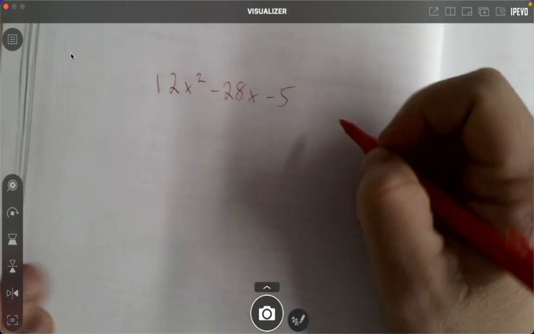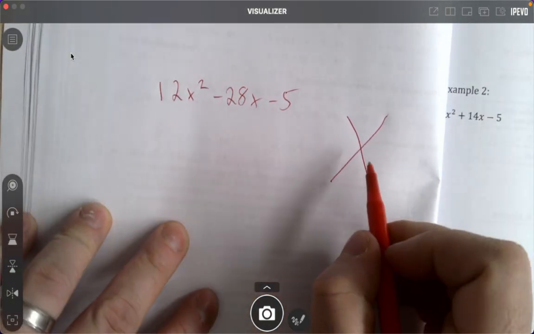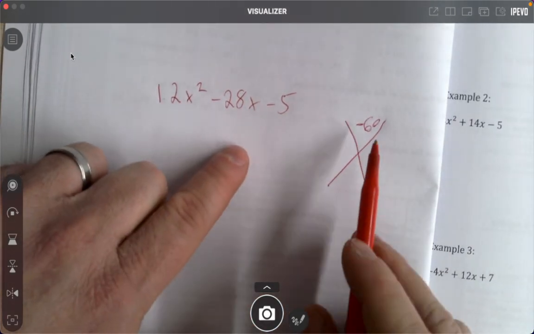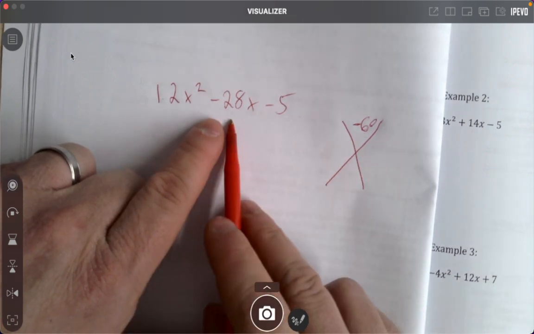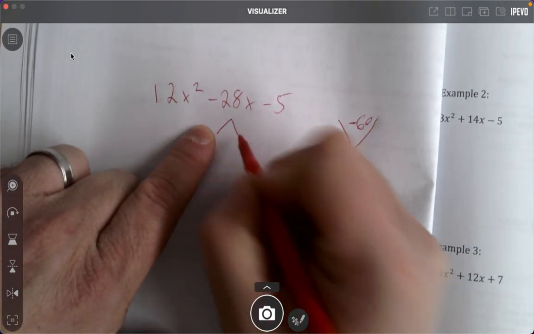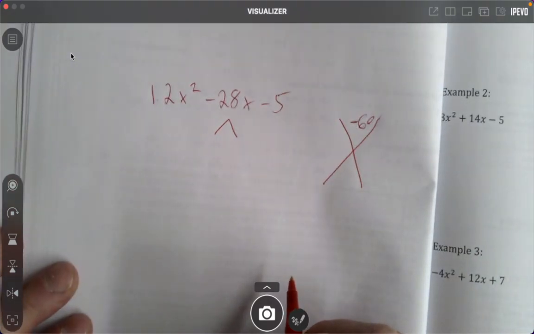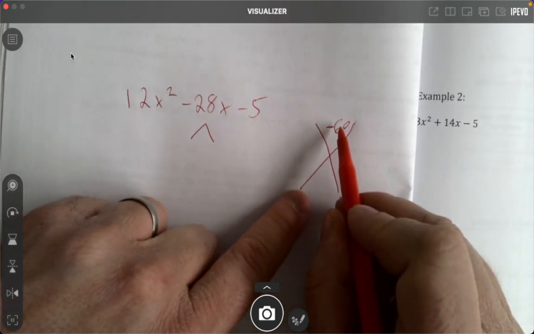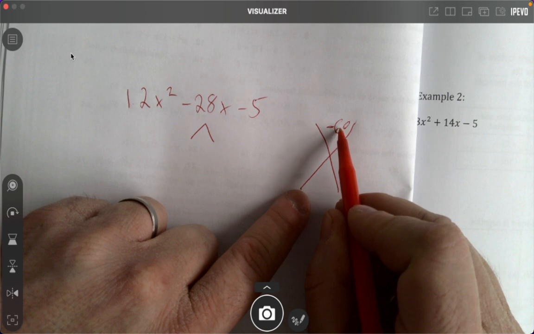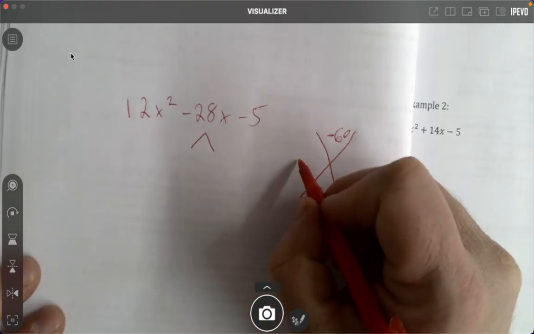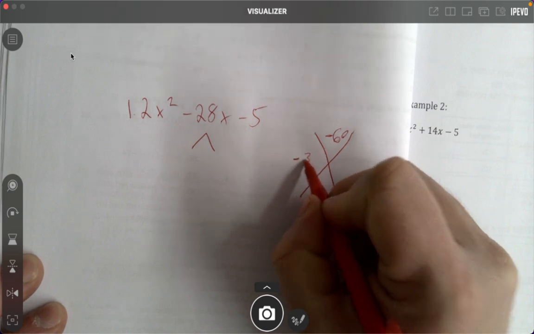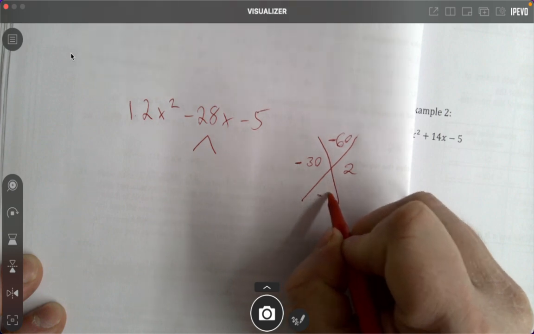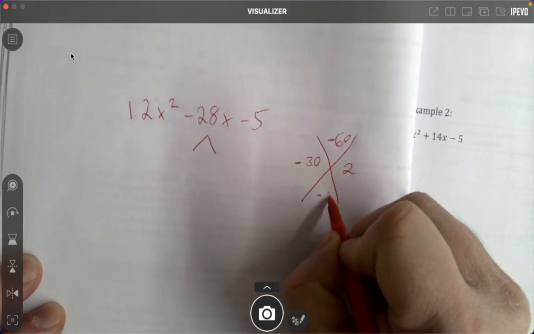So the AC method makes you do this method. The way I do it is I make an x on the side, and I multiply a times c, which is negative 60. Now I think of the factors of negative 60 that will get me the middle term, negative 28, because my goal is to split that middle term up and then do some fancy factoring. Yes, I said fancy factoring. So I'm thinking to myself, let me try, negative 60, I could use 30 and 2 to make that. So I'm going to make this a negative 30 and this a positive 2. And then when I add these two up, I get the negative 28.